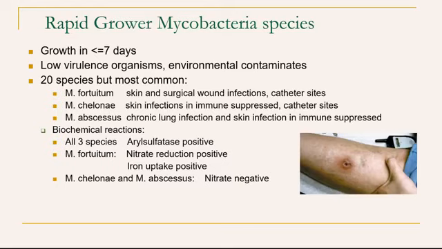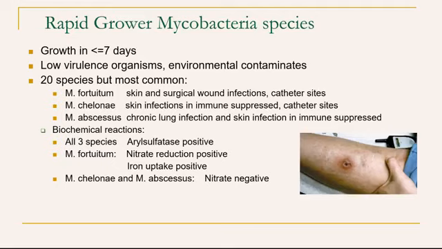and also catheter sites. M. chelonae is skin infections in mostly immune-suppressed patients, as well as catheter sites. M. abscessus can cause chronic lung infection, which the other two most normally do not, but also skin infection in the immune-suppressed.